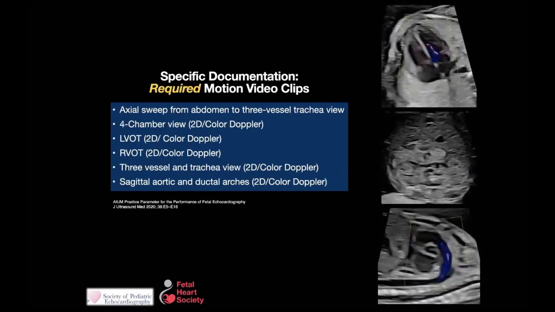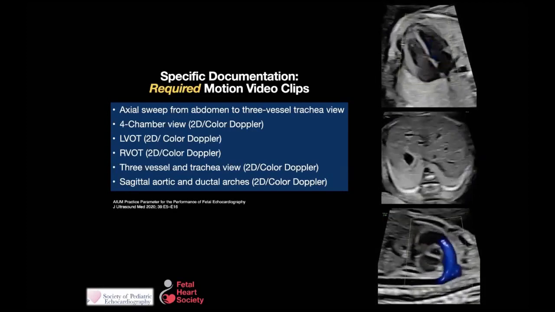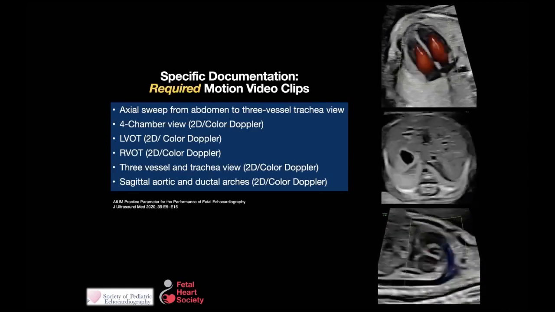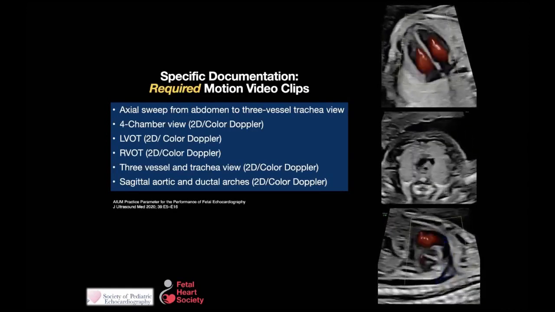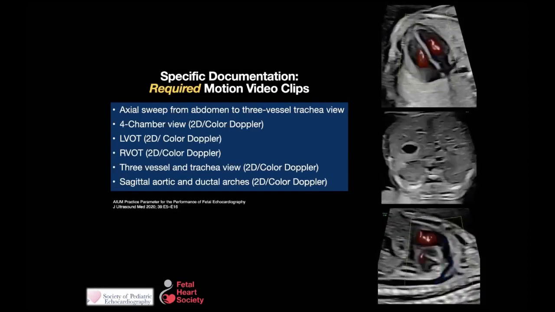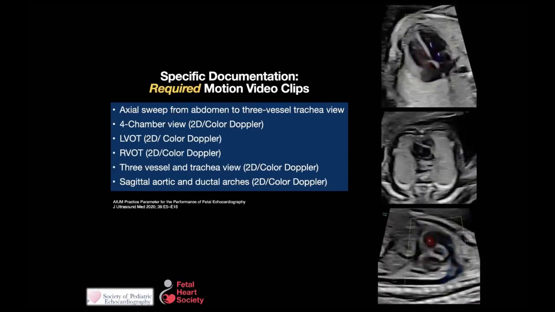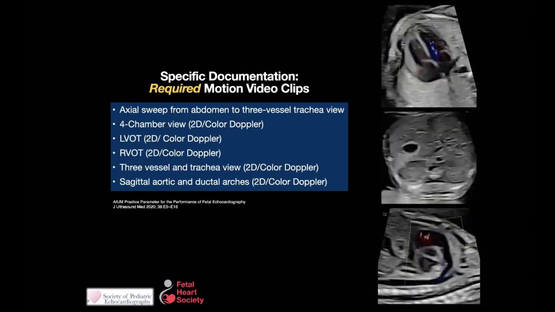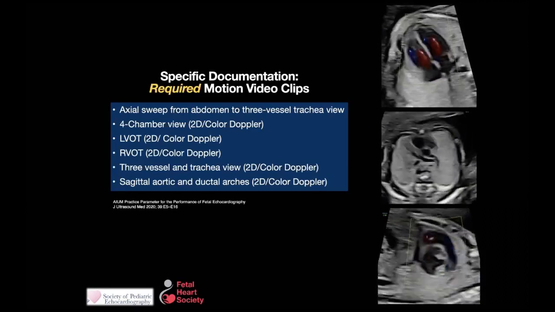We have the 4-chamber with 2D and color Doppler, the left ventricular outflow tract, and also the right ventricular outflow tract, the 3-vessel and trachea view, and the sagittal aortic and ductal arches, all with color and also in grayscale imaging. So these are the required motion video clips.